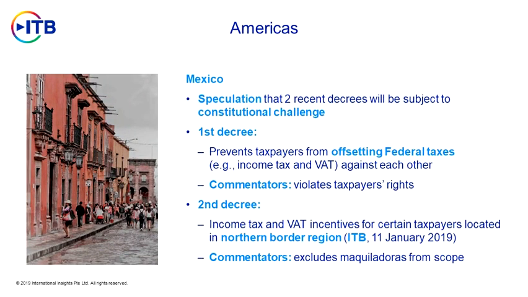In Mexico, there is speculation that 2 recent government decrees will be subject to constitutional challenge. The first decree includes provisions which prevent taxpayers from offsetting taxes, such as income tax and VAT, against each other. The second decree provides for income tax and VAT incentives for certain taxpayers located in Mexico's northern border region. I covered this initiative in last week's ITB.